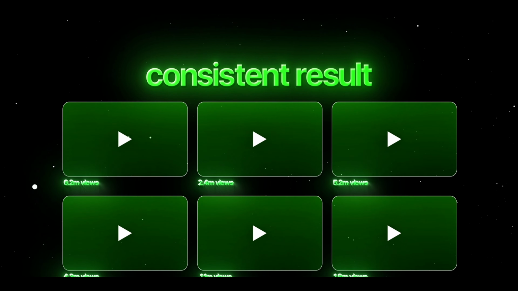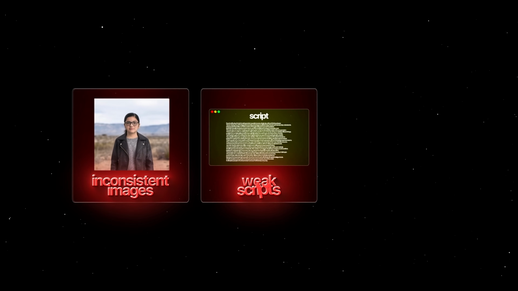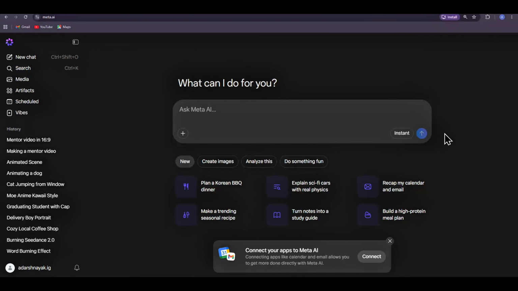AI tools change very quickly, and new features are released almost every week. That's why it's important to stay updated with the latest workflows instead of relying on old methods. If you want to keep creating high-quality AI content and stay ahead of other creators, make sure you're always using the newest tools available. Previously, we used Meta AI to generate videos directly, but things have changed.